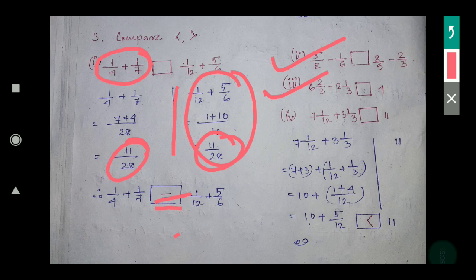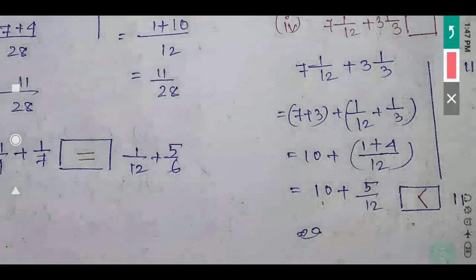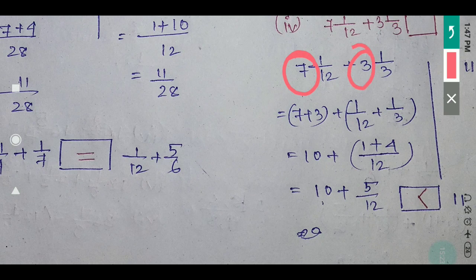Now see question 4. It is given 7 1/12 plus 3 1/3, compared with 11. So see this one, 7 1/12. All the whole number parts I am writing first: 7 plus 3, and then plus 1/12 and 1/3. 7 plus 3 is 10. Now the LCM of 12 and 3 is 12. 12 times 1 is 12. 3 times 4 is 12, and 4 times 1 is 4. So 1 plus 4 is 5, which means 5/12. So 10 plus 5/12.